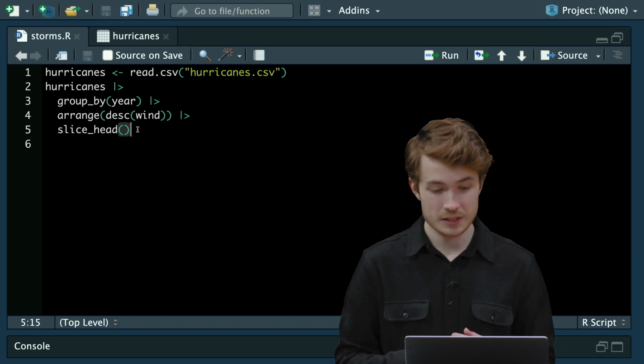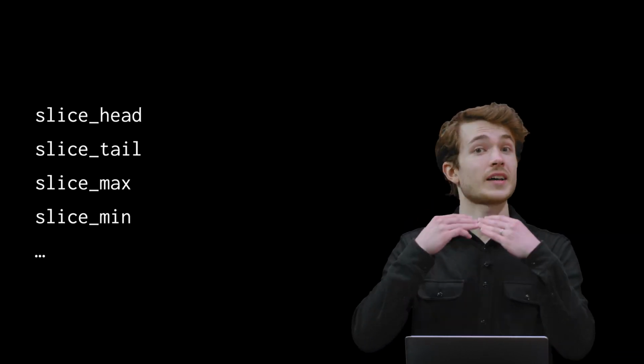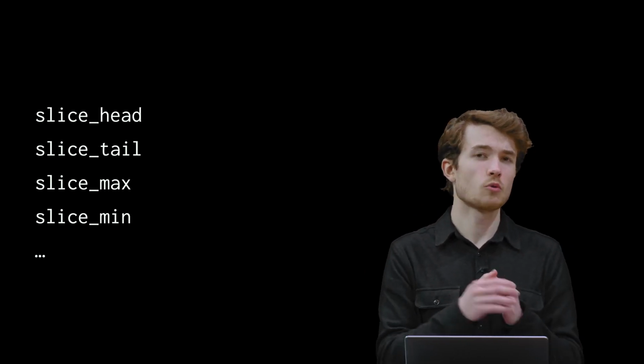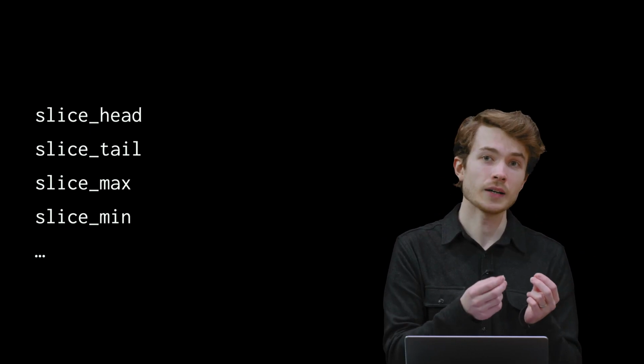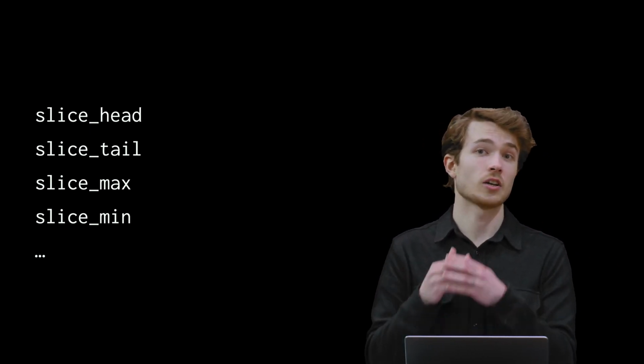Among them are these. We have slice head, which returns to us the first value in any given group. Slice tail, which gives us the last value in any given group. And ones that are more advanced, like slice max and slice min, where I can give slice max a column, and it will look in each of those groups and pick for me the highest or lowest value of that column and return to me the row that has that value.